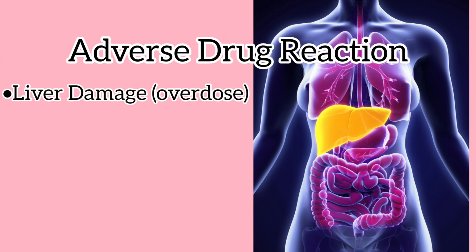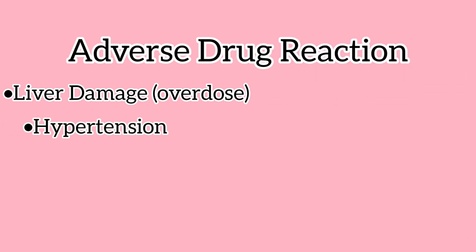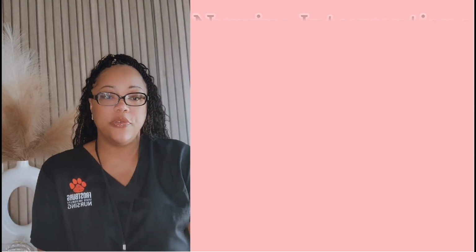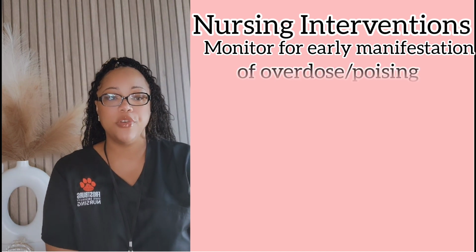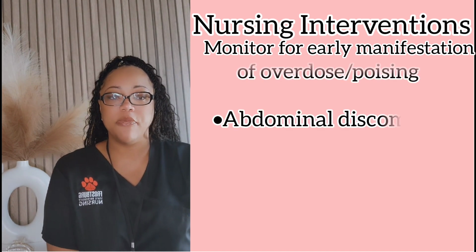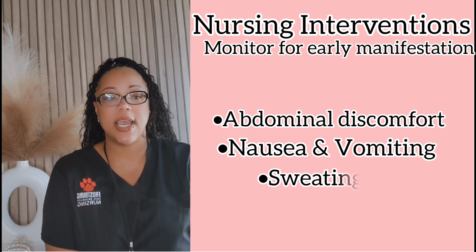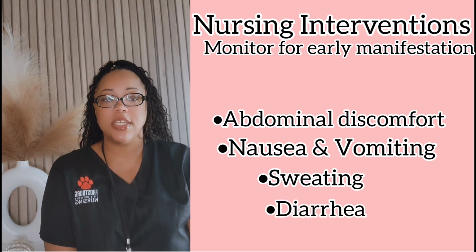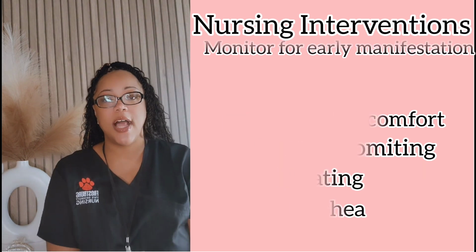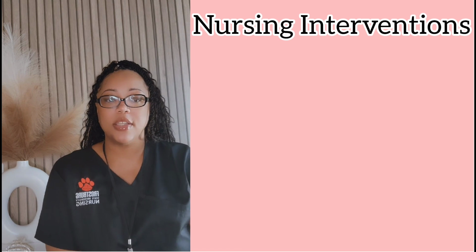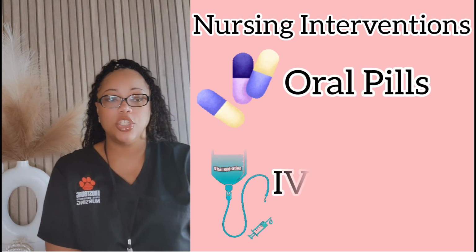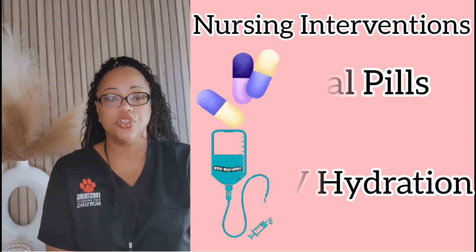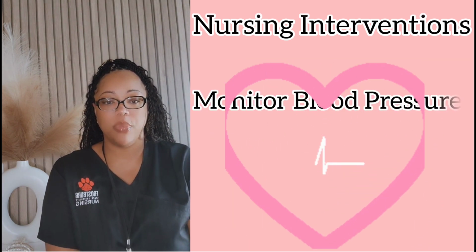The adverse drug reactions are liver damage from overdose, and hypertension. So for interventions, monitor for early manifestations of overdose poisoning: abdominal discomfort, nausea, vomiting, sweating, and diarrhea. Liver damage results 48 to 72 hours following an overdose. You want to prepare to administer the oral medication or IV antidote for overdose to reduce the liver injury. And you also want to monitor blood pressure.